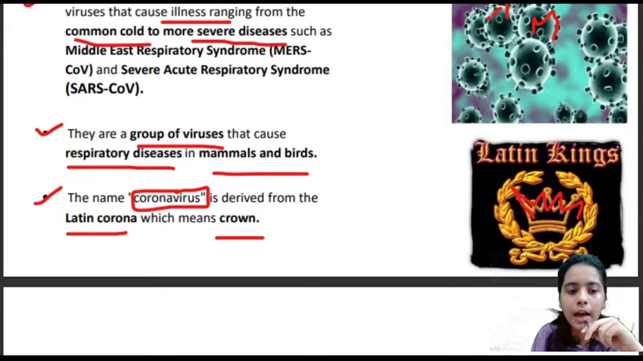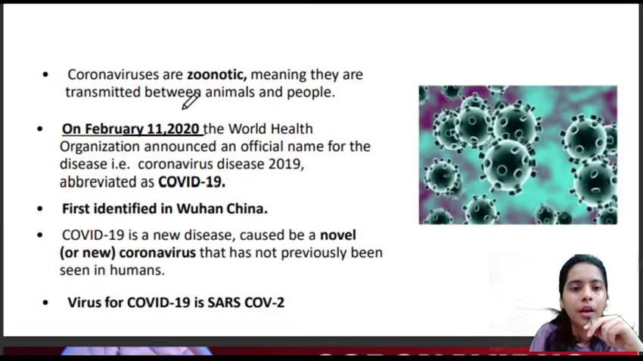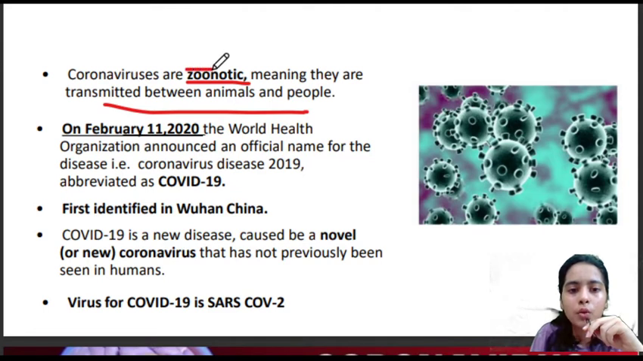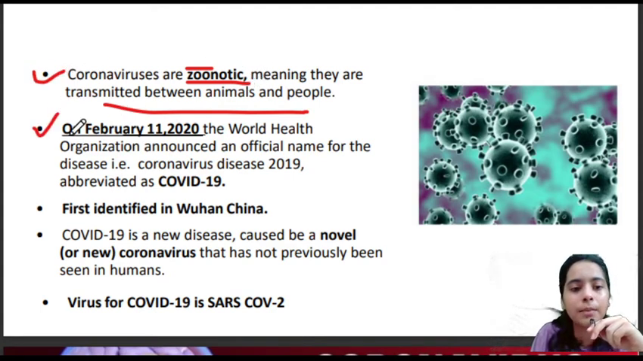Moving ahead, coronaviruses are zoonotic, meaning they are transmitted between animals and people. Why zoonotic? Let me explain. We go to the zoo to see animals. So zoo means animals, and notic, like they cause harmful effects in animals, in living organisms. Animals basically, and human beings are also part of the animal kingdom itself.